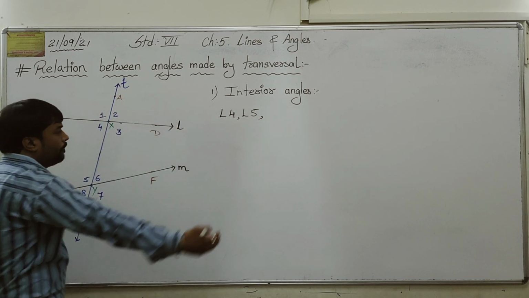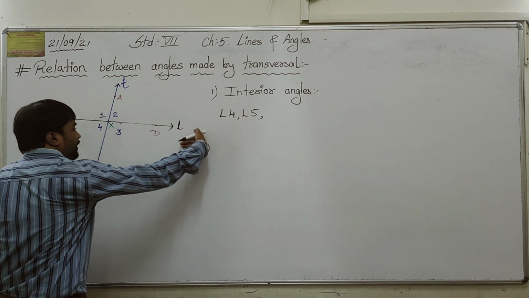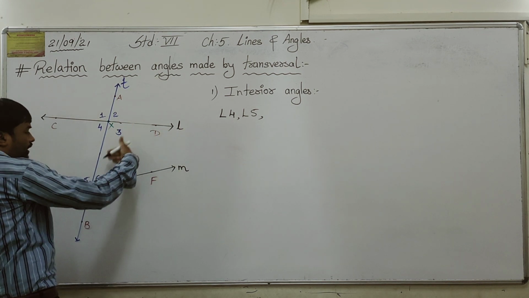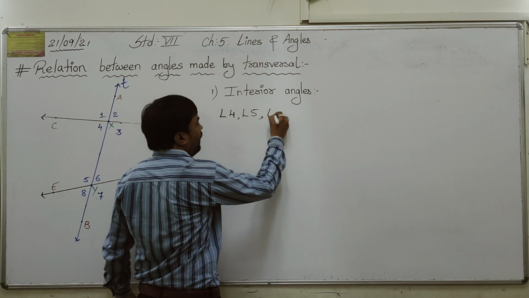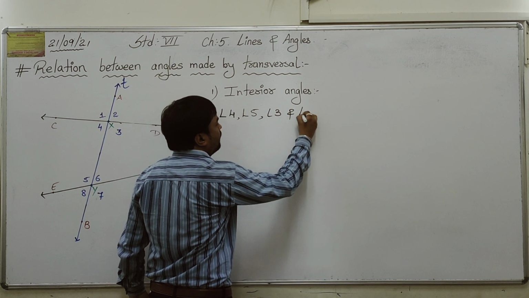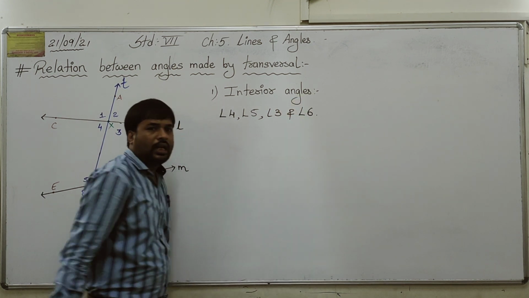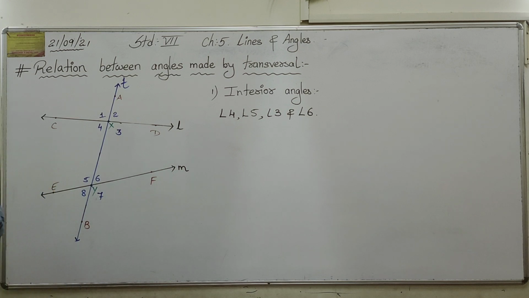Similarly, from the right hand side, which are the angles? Angle 3 and angle 6. They are interior angles. Do you understand? Is it clear?